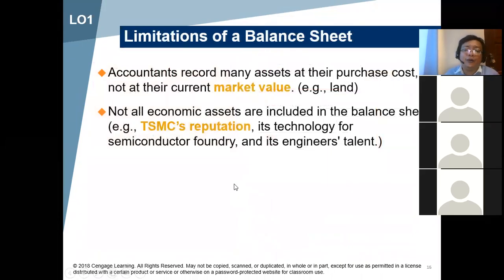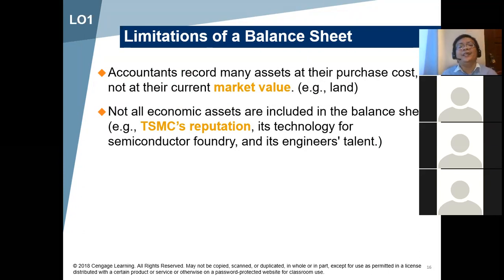All right. What are the limitations of the balance sheet? Accountants record many assets at their purchase cost, not at their current market value. So whatever you paid for the land is what you record as part of the land, but not the market value. Why? Go back to the definition. Assets are based on a past event, based on the historical cost.